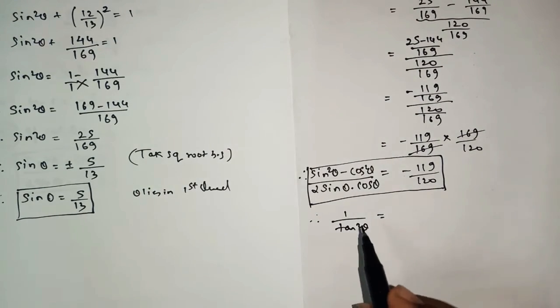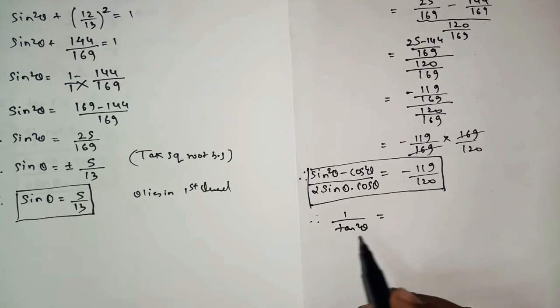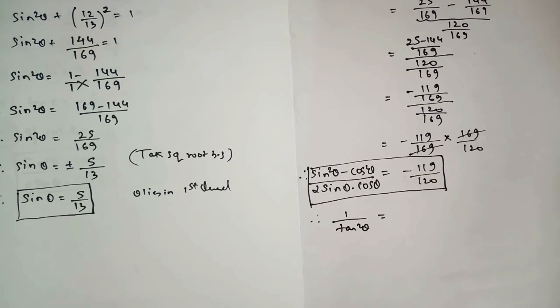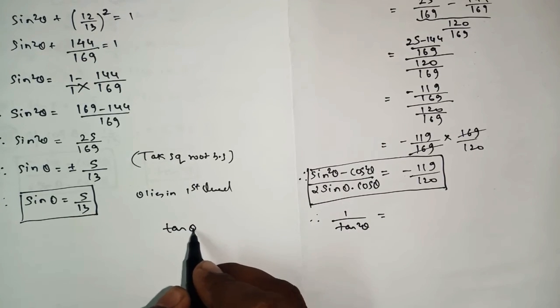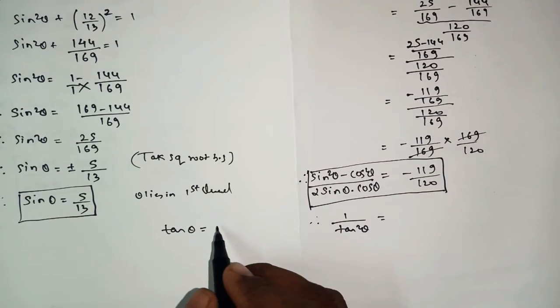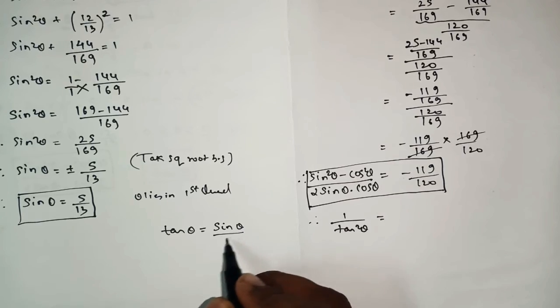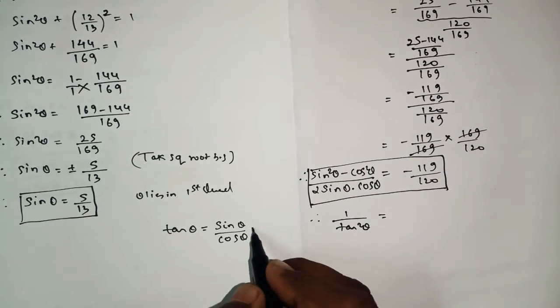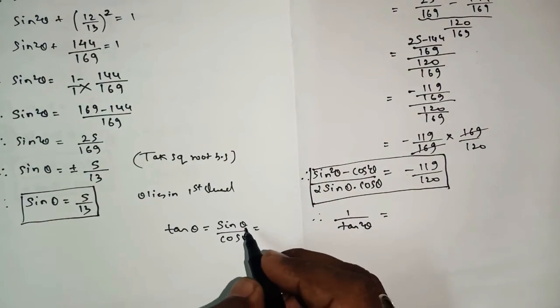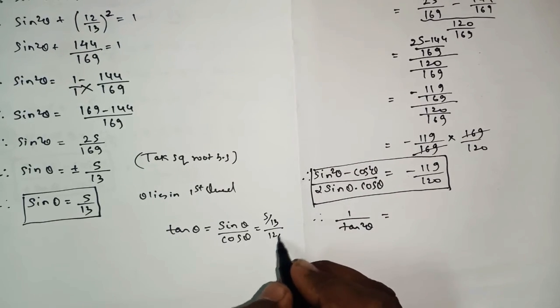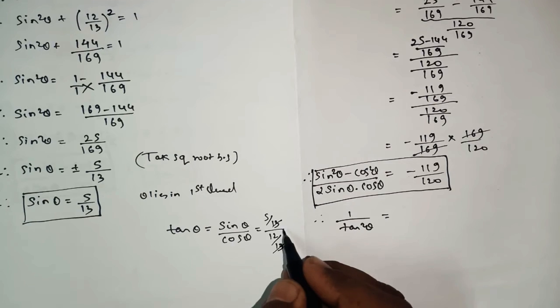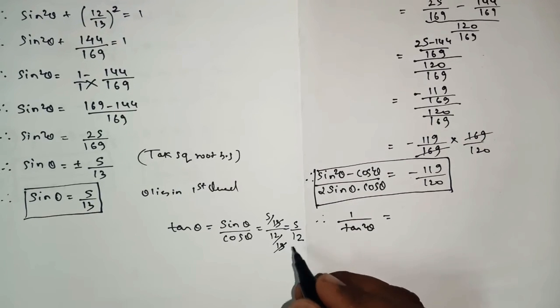So here, to find the answer for this pattern, there are two or three methods. You can find tan theta first. So tan theta is what? Sine theta upon cos theta. Substitute the value, as sine is what? 5 by 13, and cos is what? 12 upon 13. So 13 will get cancelled, so here we are left with what? 5 by 12.